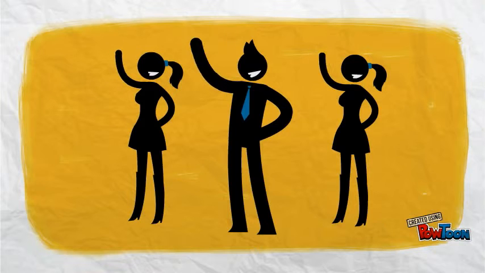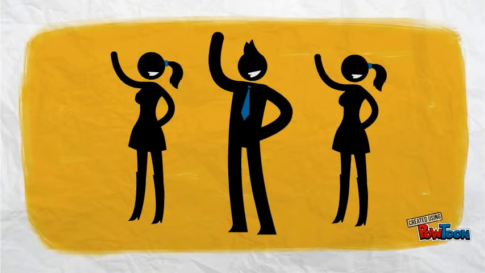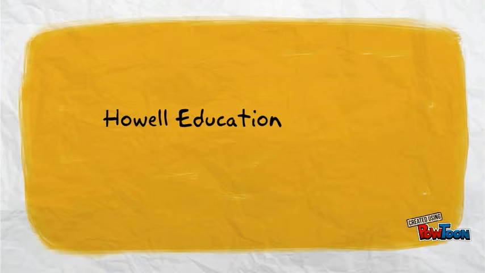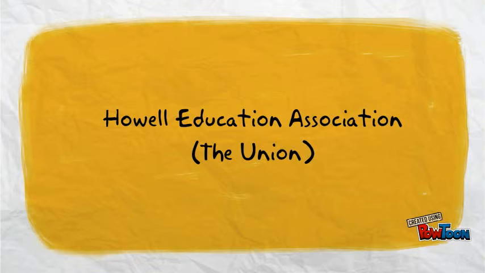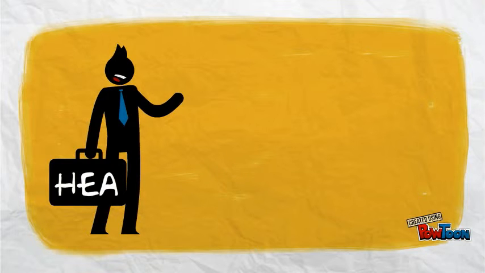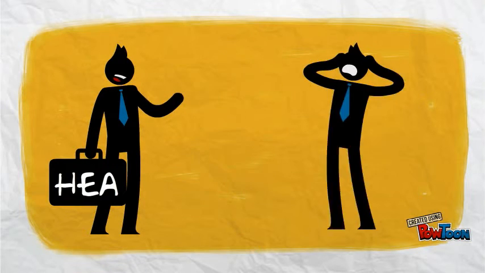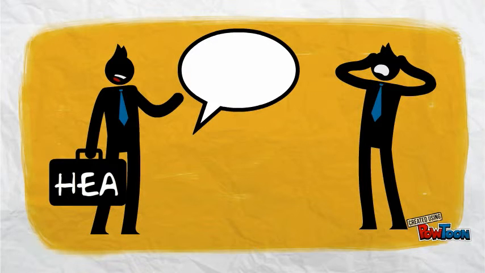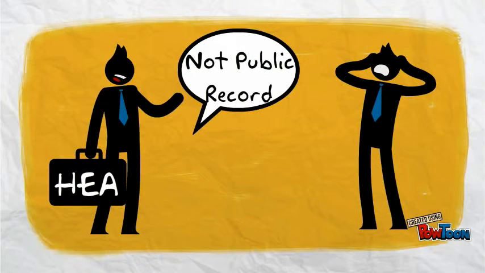The union president and 2 vice presidents were emailing each other regarding union issues using their work email accounts. HEA did not want to release these emails, reasoning that they discussed union issues which were not public information under FOIA. Since there was no case law about personal emails maintained on a public body's computer system, HEA filed suit against the Howell Public Schools requesting that personal emails are not public record as defined by FOIA.